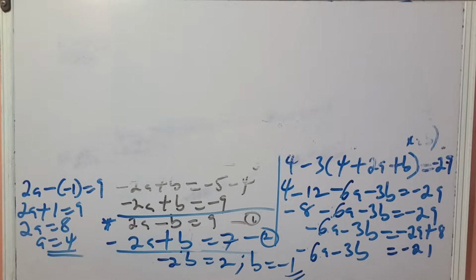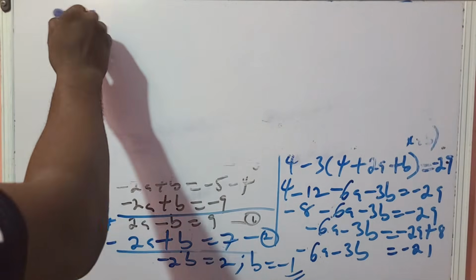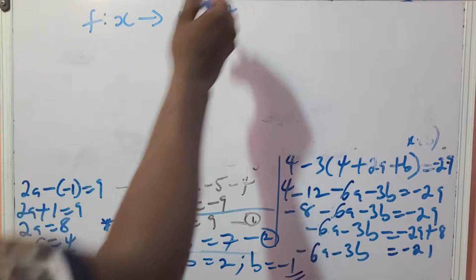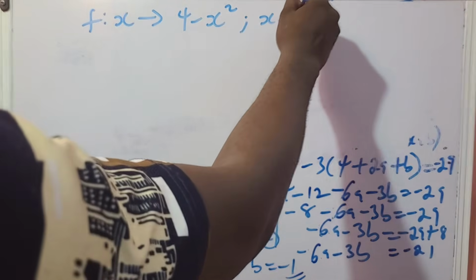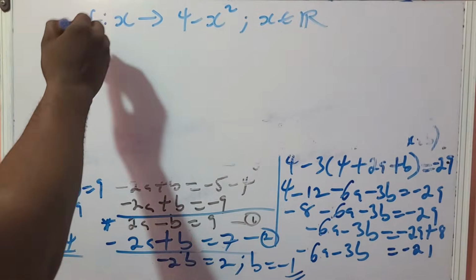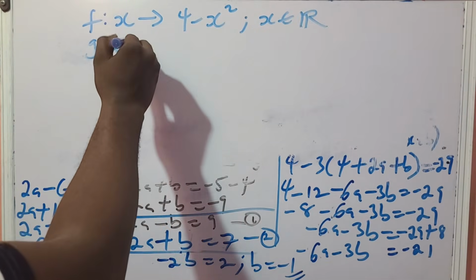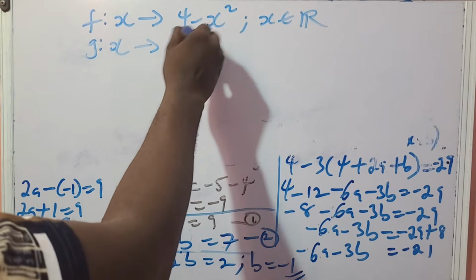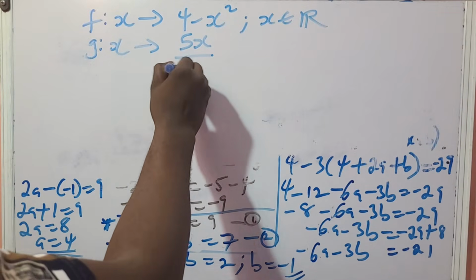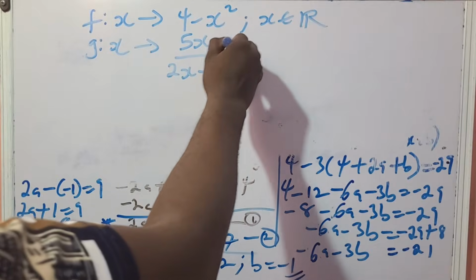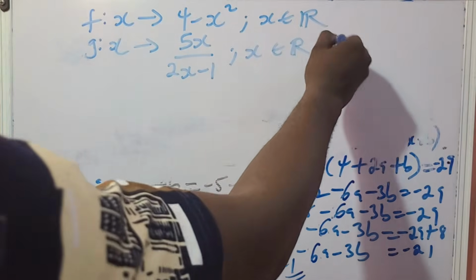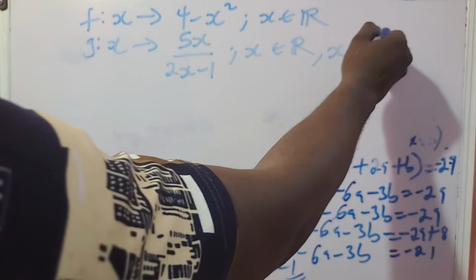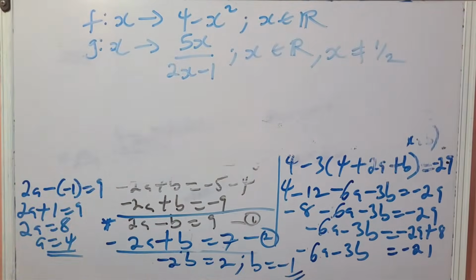Okay, so look at these two functions. We have the first function was, and we're told that x is an element of real numbers. Now we have another function g, and we are told that this one was 5x over 2x minus 1. And x was an element of real numbers also. Now, but this has another condition. We're told that x could not be equals to 1 over 2, obviously, because that will make the function undefined.